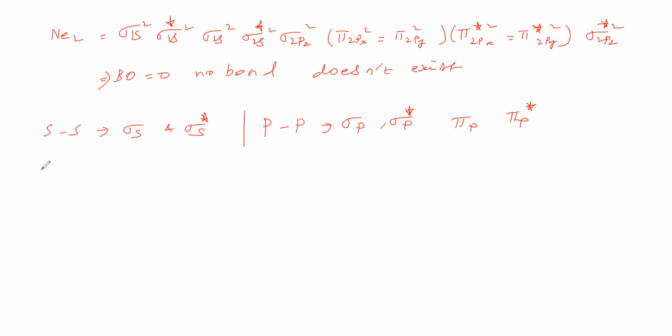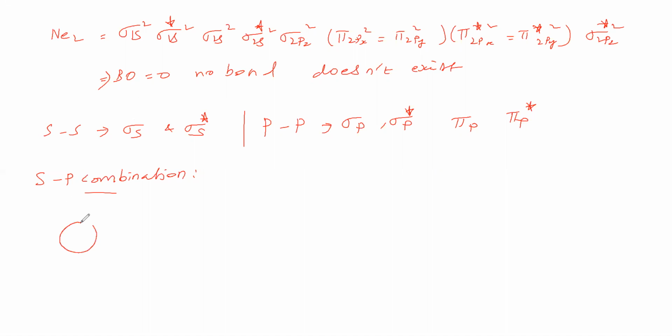Now we will see about SP combination. That means, is sigma possible or is pi possible? S orbitals never form a pi bond. Therefore, SP combination means only sigma is possible. Pi is never possible.